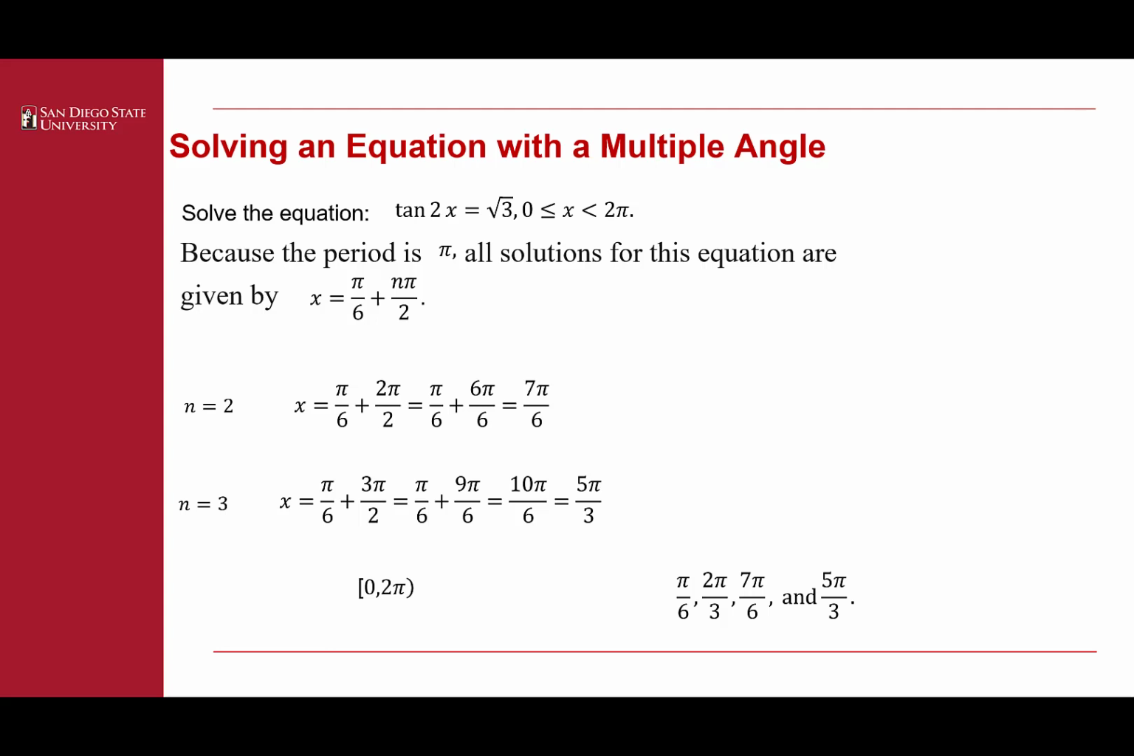If n equals to 2 for the same equation, then we get x equals to pi over 6 plus 2 pi over 2, which is pi over 6 plus 6 pi over 6, which is eventually 7 pi over 6. And if n equals to 3, x equals to pi over 6 plus 3 pi over 2, which is eventually 5 pi over 3.